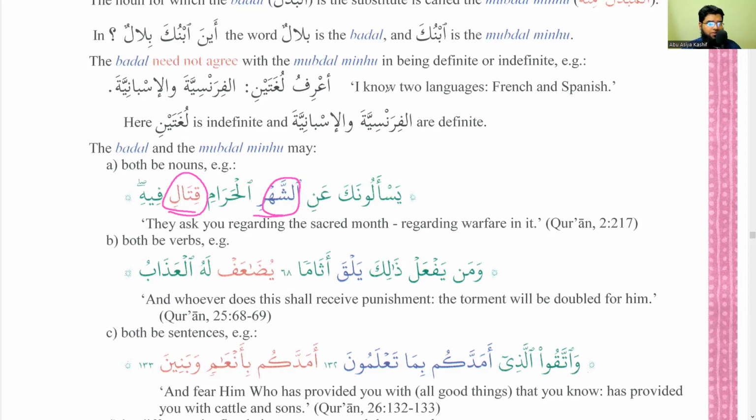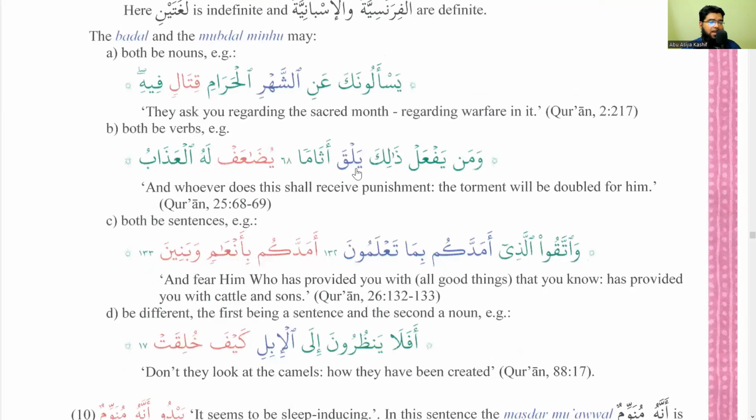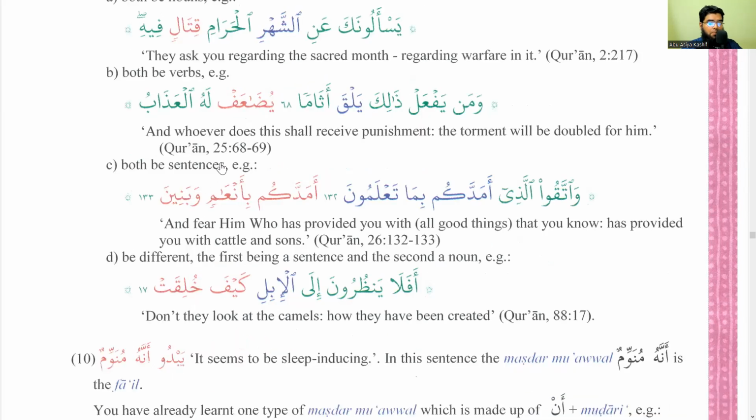Or both can be verbs. Waman yaf'al dhalika. And verbs are easier to identify because you'll use verb after that. Like waman yaf'al dhalika yalqa athama. Whoever does that shall receive athama, punishment. Yalqa, laqiya yalqa is to meet or receive. He'll receive a punishment. Yudha'af lahu al-'adhab. The torment will be double for him. He'll receive punishment. So what kind of punishment? Like, what about it? So he'll receive double punishment. Yudha'af lahu al-'adhab.